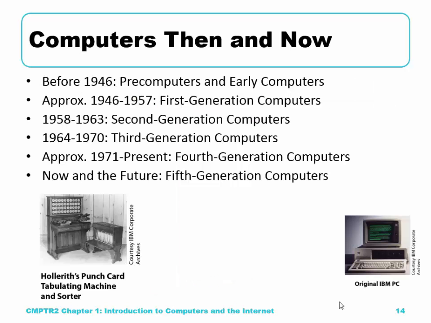It says here, before 1946, pre-computers and early computers. Approximately from 1946 to 57, you had your first generation computers. 58 to 63, you had second generation. 64 to 70, third generation. 71 to present, fourth generation, and now going into the future, we're in fifth generation computers.